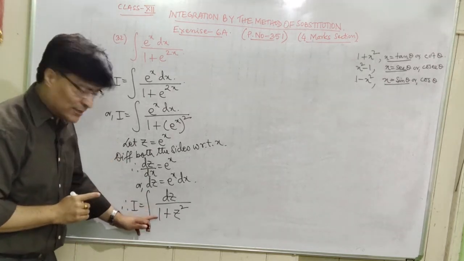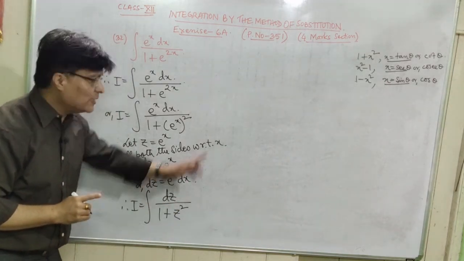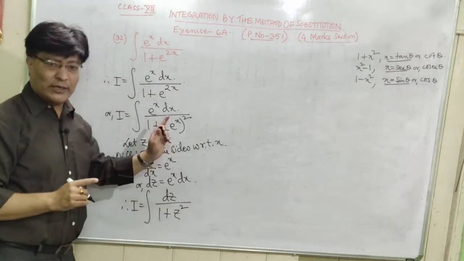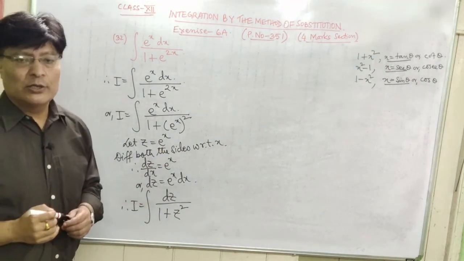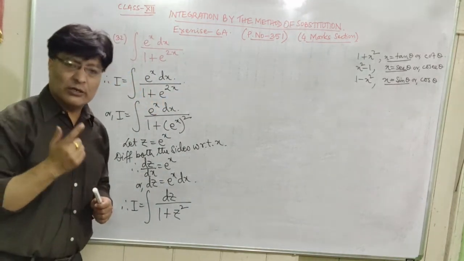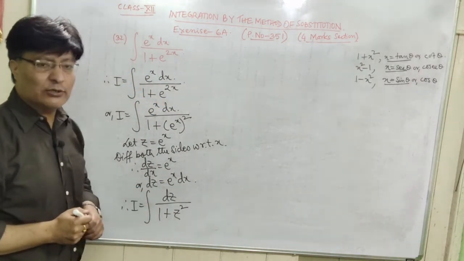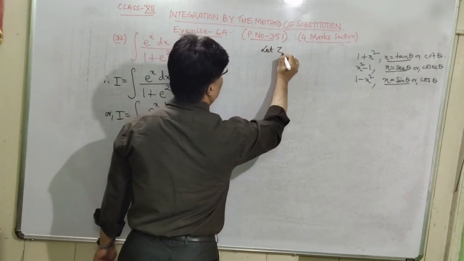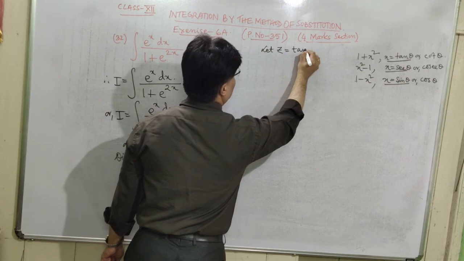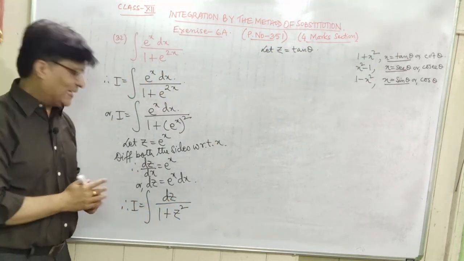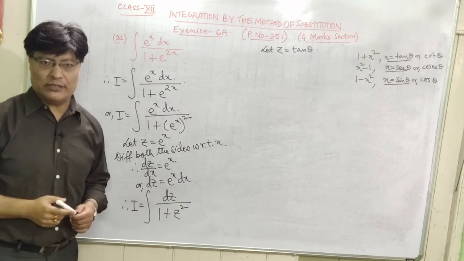Now, in this case, there is 1 plus z square. Instead of x there, here it is z. But it is z square. 1 plus z square is there. So what is the method now in this case? We can put trigonometric substitution. Let z is equal to tan theta. So this is the trigonometric substitution method in this particular integration.